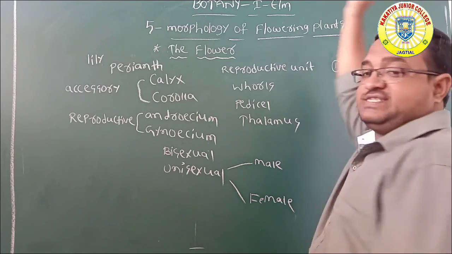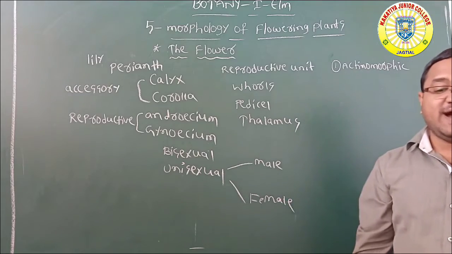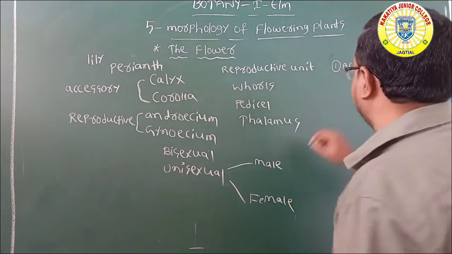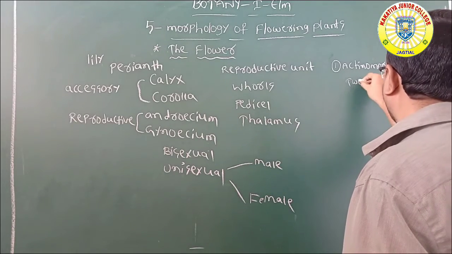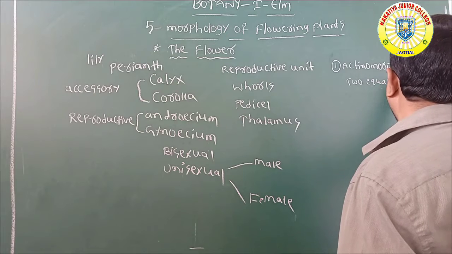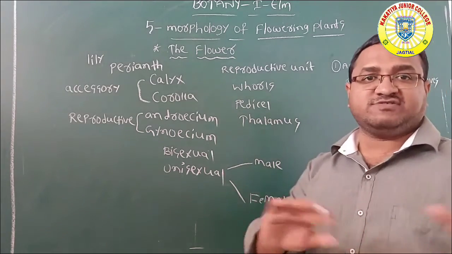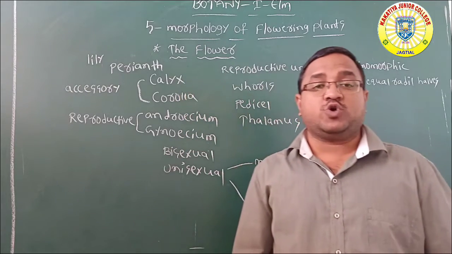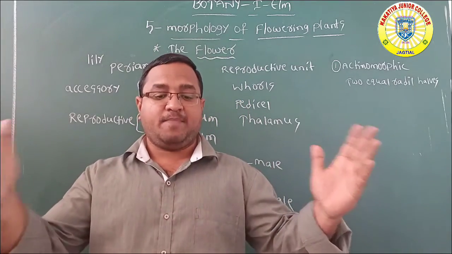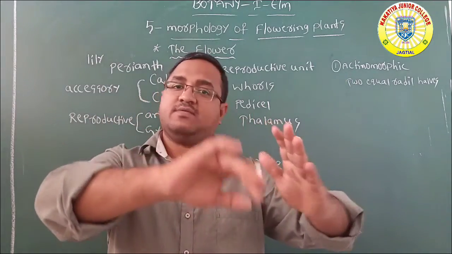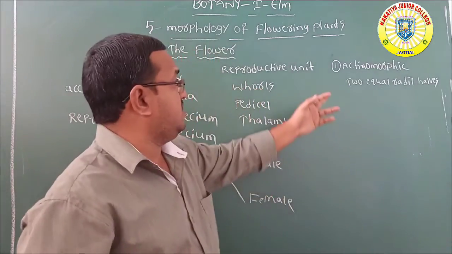But what is actinomorphic? If the flower can be divided into two equal radial halves, halves meaning half parts, in any radial plane passing through the center, we can divide the flower into two equal radial halves. So that type of flower is called actinomorphic.